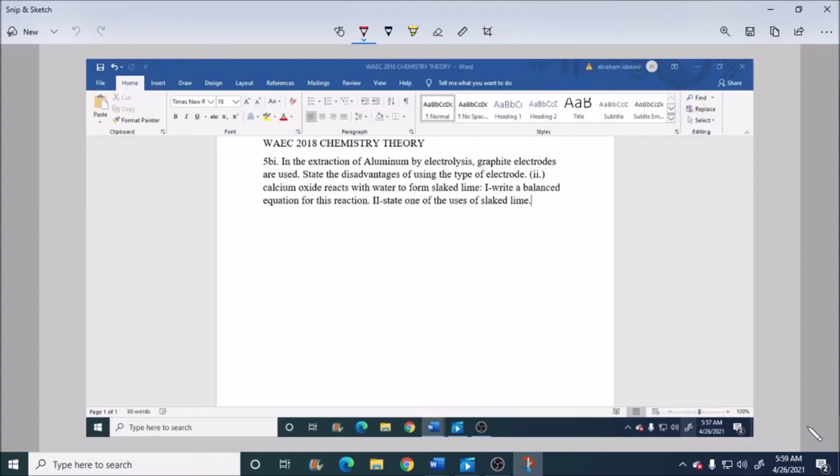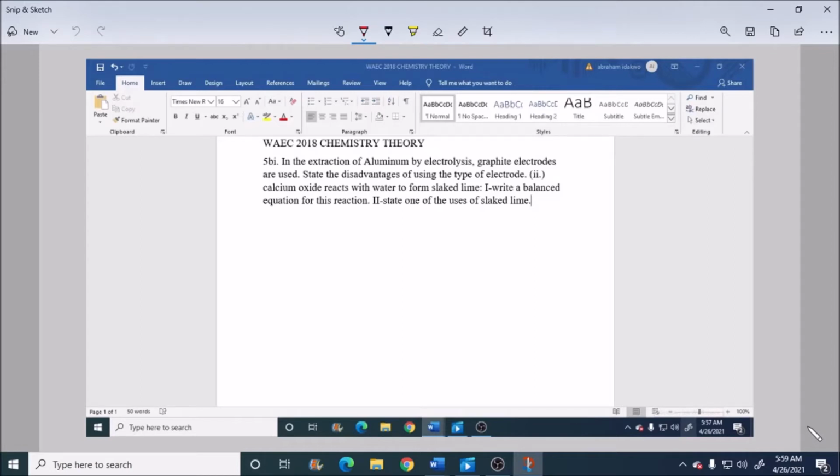Then question Roman figure 2: calcium oxide reacts with water to form slaked lime. Then we have to write a balanced chemical equation for this reaction. We have calcium oxide, that is CaO, reacts with water, that is H2O. Then we are going to have calcium hydroxide formed.